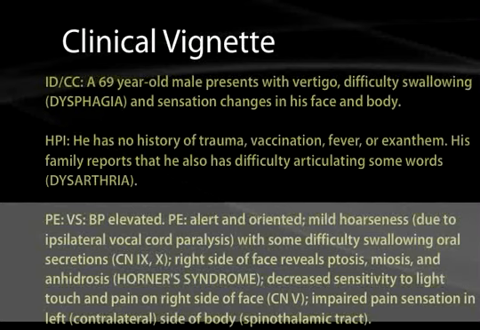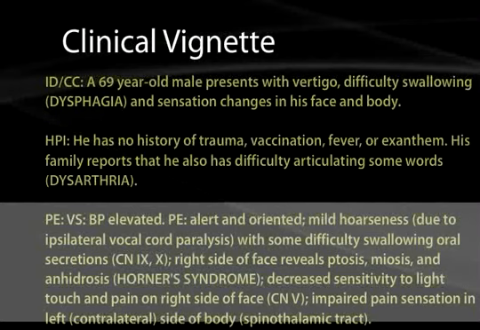He has hoarseness due to ipsilateral vocal cord paralysis and some difficulty swallowing oral secretions. Cranial nerves 9 and 10 are affected. The right side of his face reveals ptosis, miosis, and anhidrosis, which come together as Horner syndrome. He has decreased sensitivity of light touch and pain on the right side of his face, and he has impaired sensation on the left side of his body, the contralateral side, due to spinothalamic tract involvement.